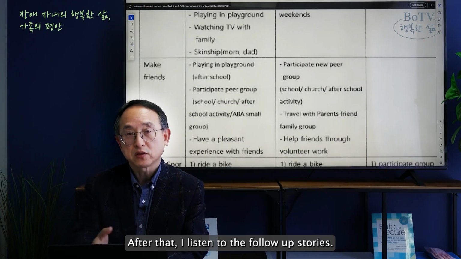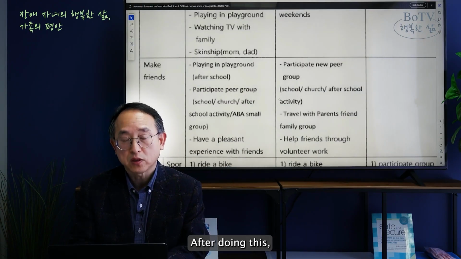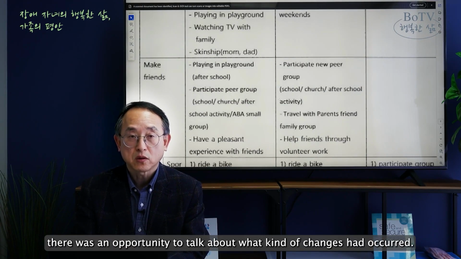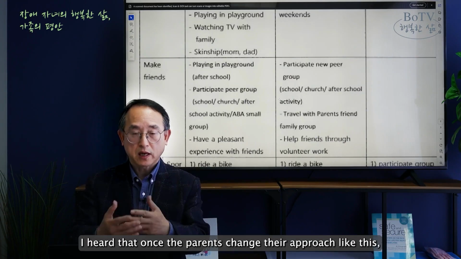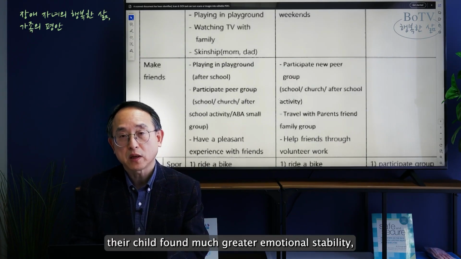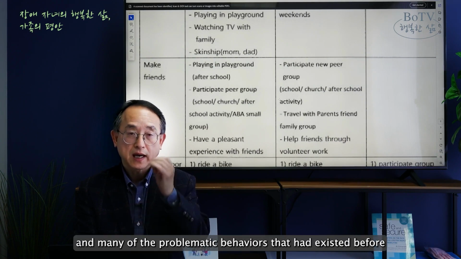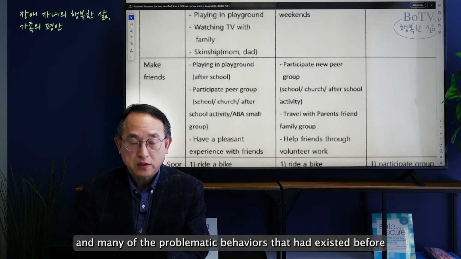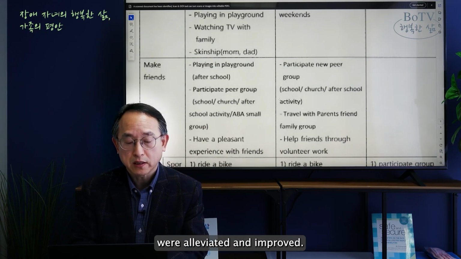After that, I listened to the follow-up stories. After doing this, there was an opportunity to talk about what kind of changes had occurred. I heard that once the parents changed their approach like this, their child found much greater emotional stability, and many of the problematic behaviors that had existed before were alleviated and improved.